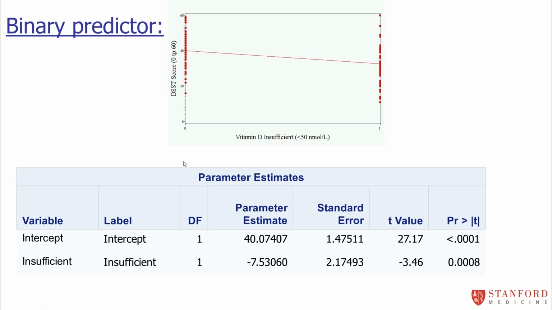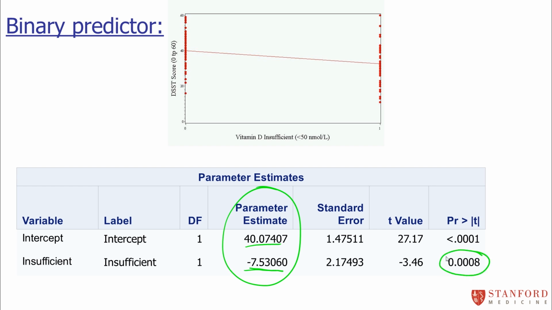I then took these data and actually ran them officially in a linear regression program, and indeed, not surprisingly, here are my parameter estimates. The intercept is 40, and the difference in means, the beta here, is negative 7.5 because we're decreasing as we're going from sufficient to insufficient. It's highly statistically significant, as you can see.